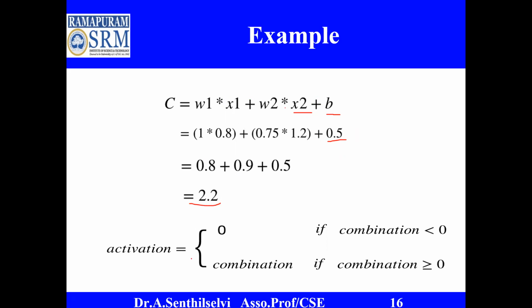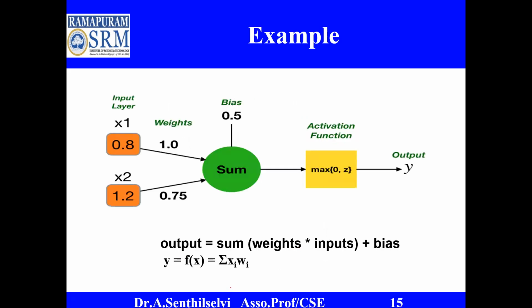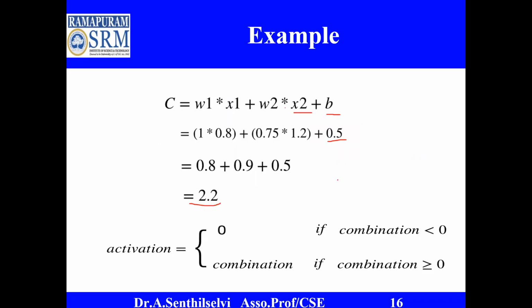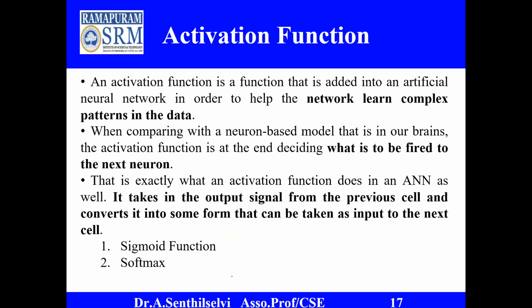So the activation function is maximum of 0 comma z. Here, the z is called the combination. If the combination is less than 0, we take the activation output as 0. But in our problem, we get a combination value of 2.2. It's greater than 0, so we take the combination value as the activation function output.